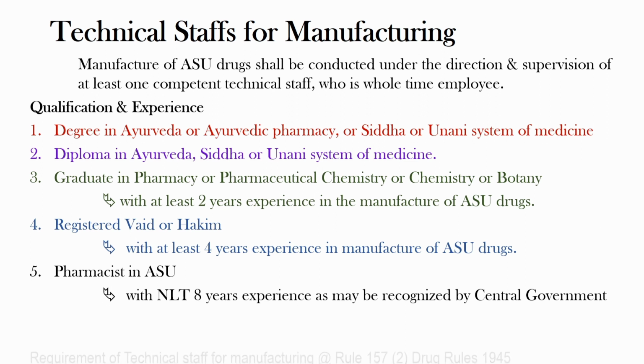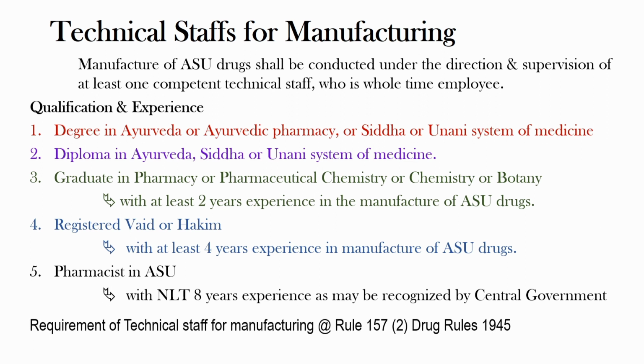It should be noted that the requirements of technical staff for manufacturing of ASU drug are as per Rule 1, Sub-Rule 2 of Rule 157 of Drug Rule 1945, and this part of Drug Rule is under amendment.